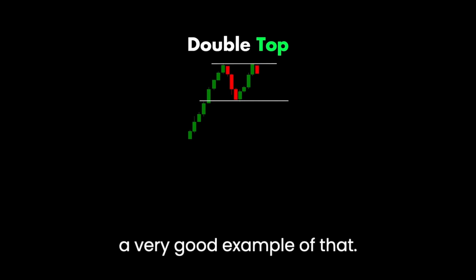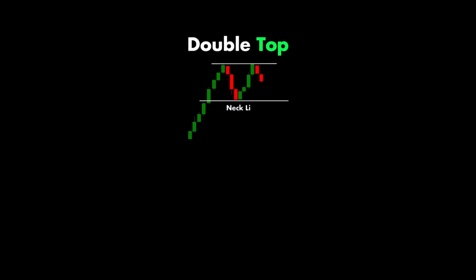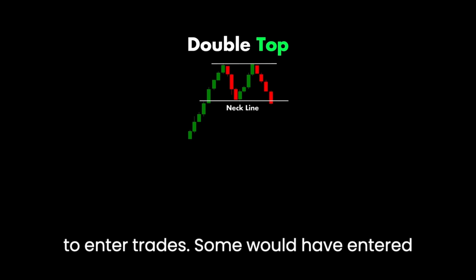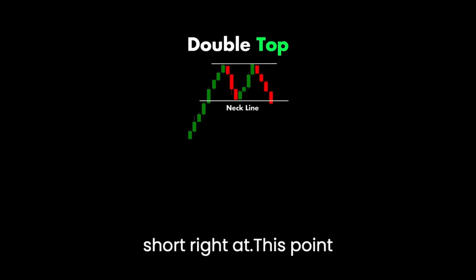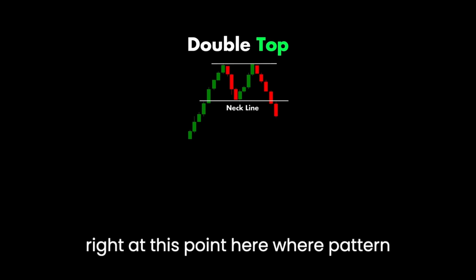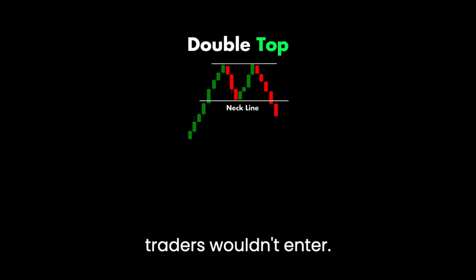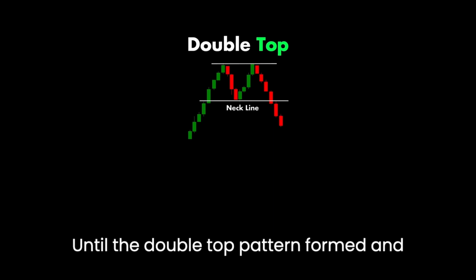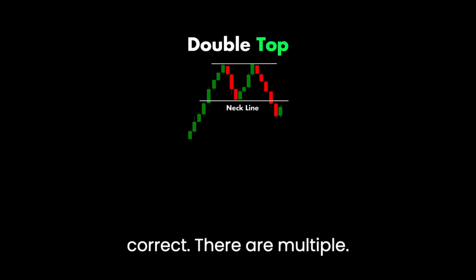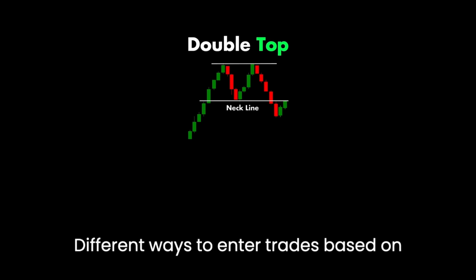This is also a very good example of the many different opportunities there are to enter trades. Some would have entered short right at this point here, others would have entered short right at this point here, where pattern traders wouldn't enter until the double top pattern formed, and then the break of neckline. Here all are correct. There are multiple different ways to enter trades based on your style.